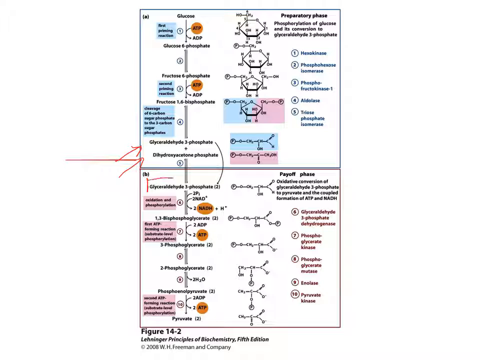Now, as you remember, only one of these actually goes into the second part of glycolysis, which is glyceraldehyde 3-phosphate. And actually, we have two molecules of glyceraldehyde 3-phosphate because the second one comes from dihydroxyacetone, which is also converted into glyceraldehyde 3-phosphate. So now let's look at enzymatic reactions in the payoff phase of glycolysis, which includes steps 6, 7, 8, 9, and 10.